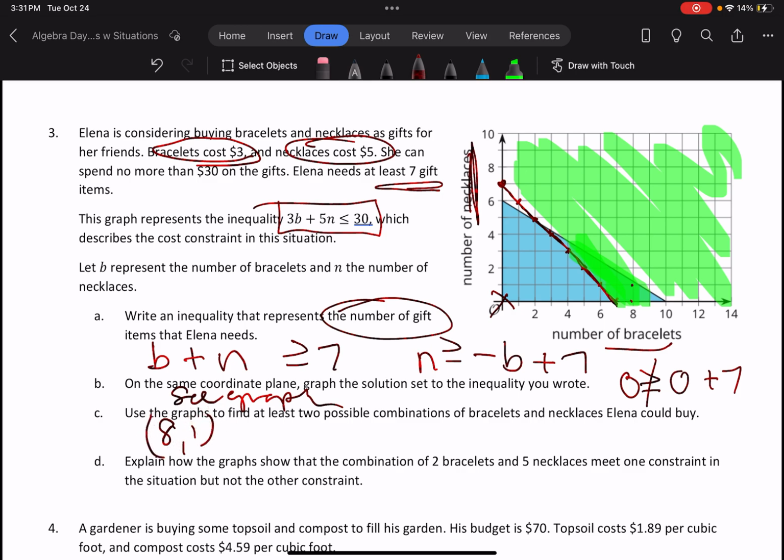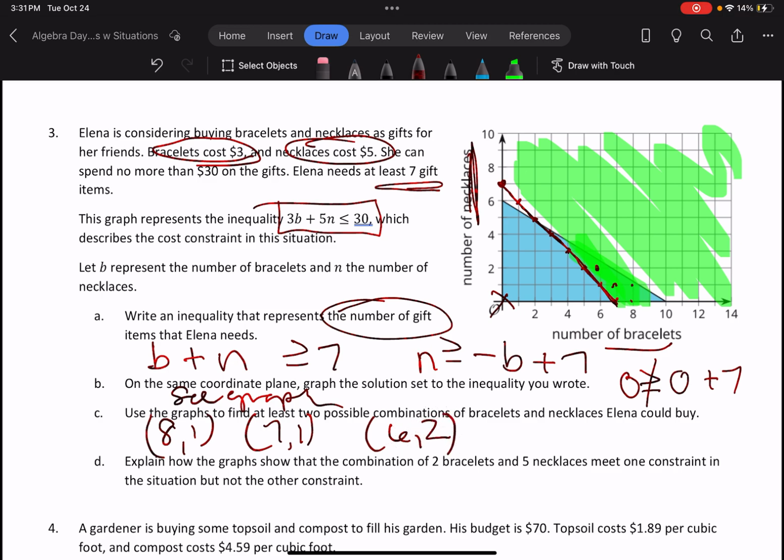And we could also have maybe 7, 1 as well. It's in the shaded area right here, right? Or here, this point here. So 6, 2 would also be fine.